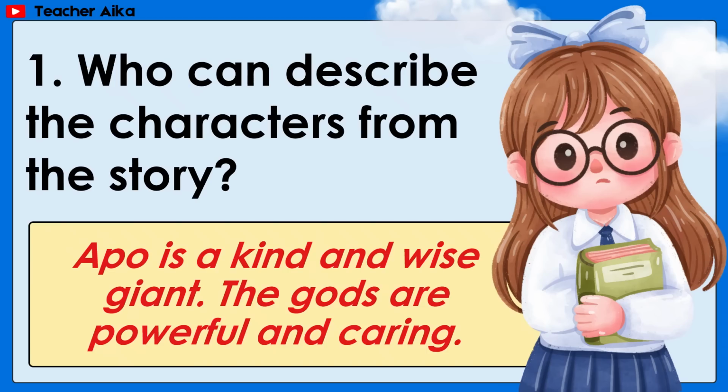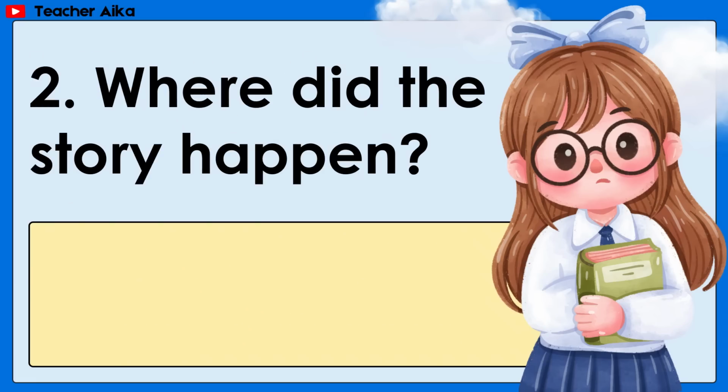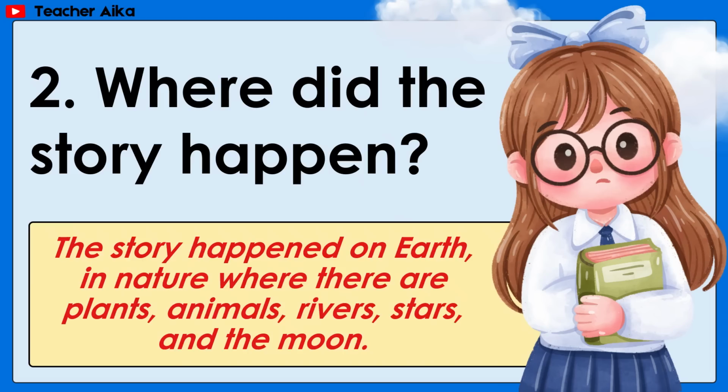Answer. Apo is a kind and wise giant. The gods are powerful and caring. Number 2. Where did the story happen? Answer. The story happened on Earth, in nature where there are plants, animals, rivers, stars, and the moon.